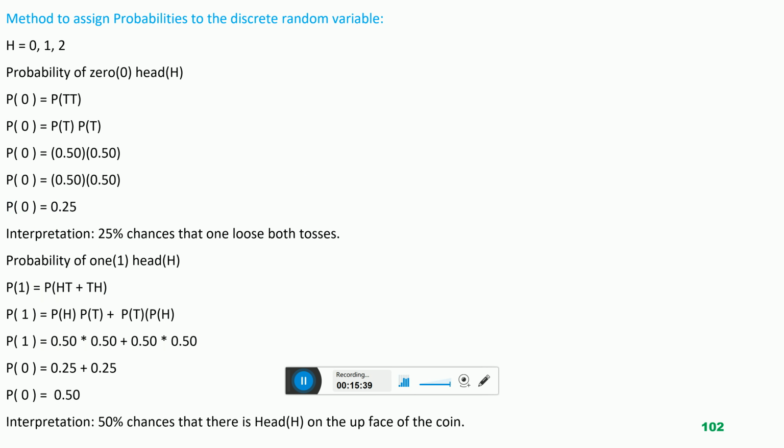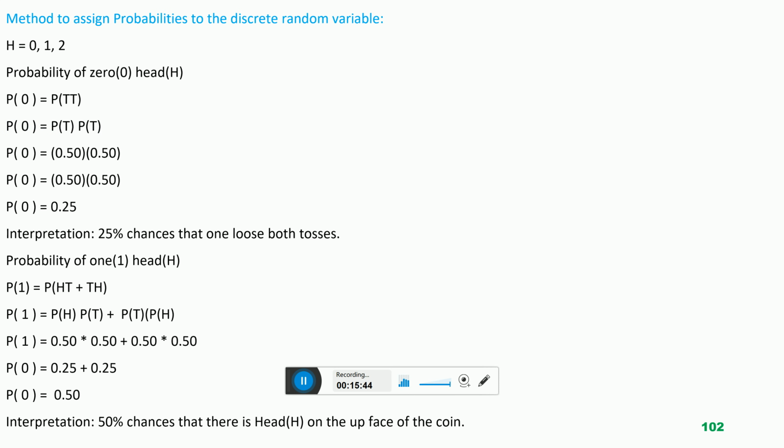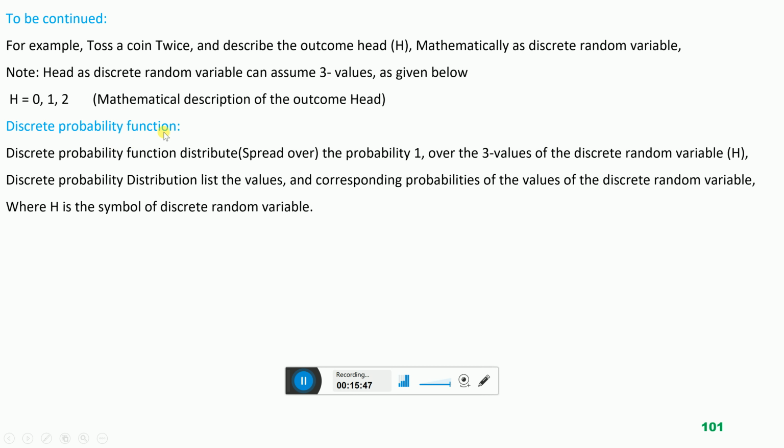Let me repeat this example shortly, what is a discrete probability function. Discrete probability distribution function calculates probabilities for the values of the random variable of an experiment. And now we consider the experiment toss a coin twice, and the random variable is head, and the possible values of the random variable head are 0, 1, 2.